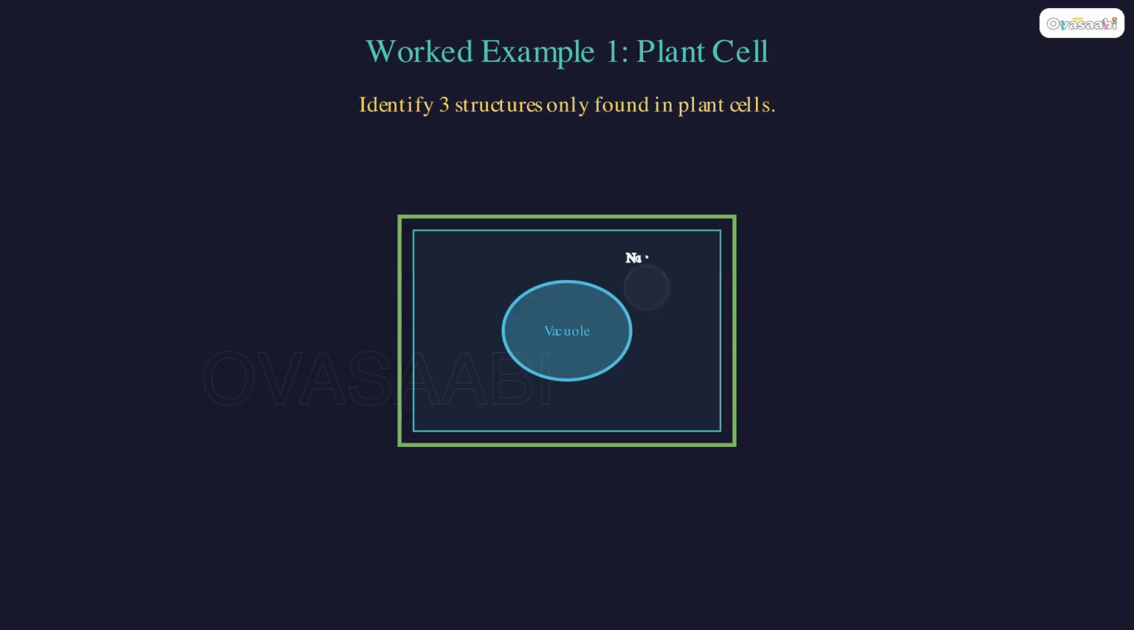Worked example 1. Identify 3 structures only found in plant cells. Let's draw a plant cell and spot what makes it special.